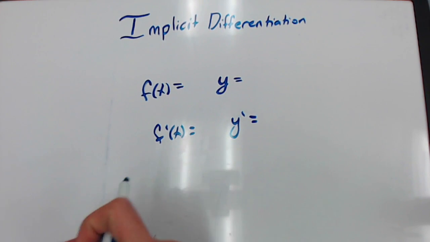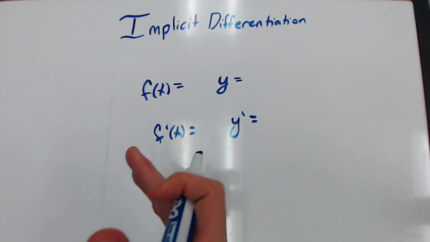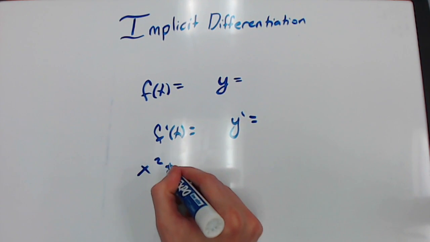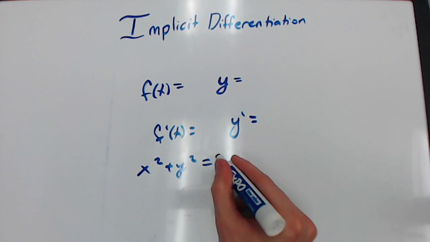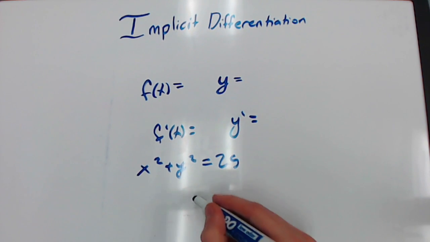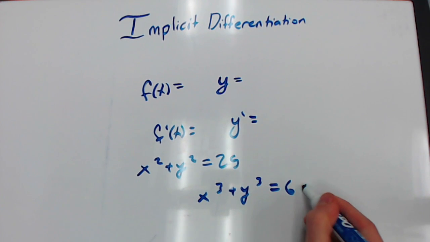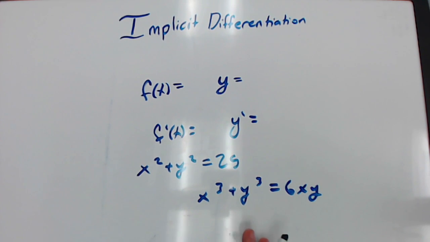However, there are functions that are defined implicitly with both x and y, meaning x and y are related in some way, but we don't get y is equal to or f is equal to nicely. Take x squared plus y squared is equal to 25, for example, or x cubed plus y cubed is equal to 6xy. For both of these functions, we don't simply have y isolated on one side equal to the rest of the function. They're intermixed with x.